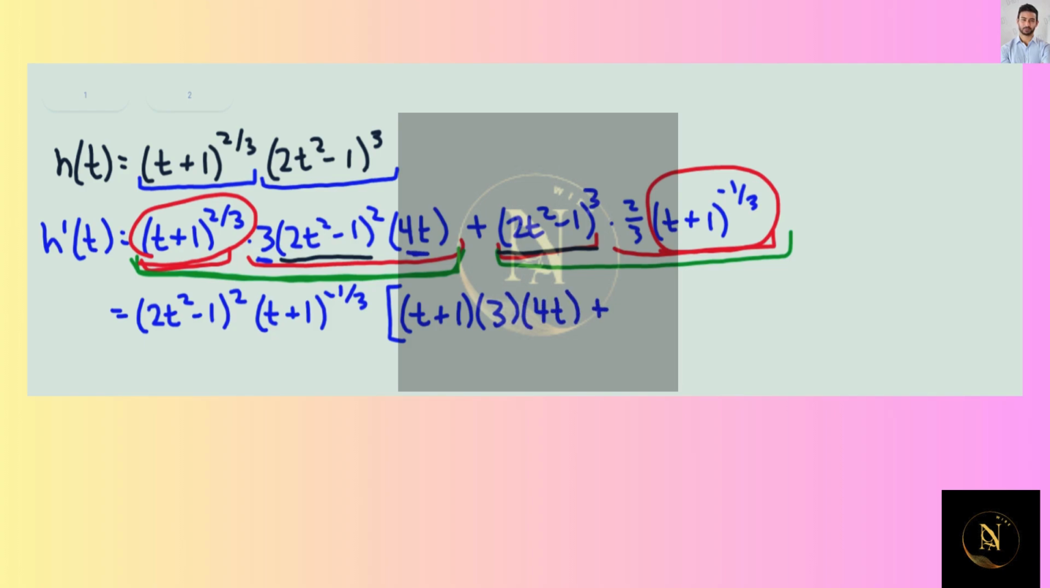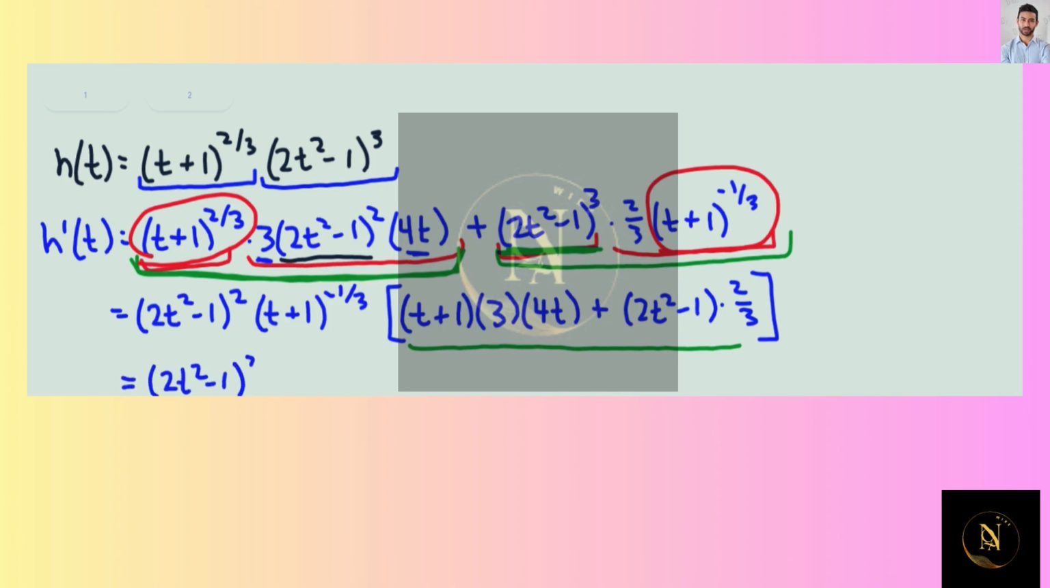Now, what do we have left in the second term? So we have factored out 2t squared minus 1 squared, so we still have a 2t squared minus 1. And we still have a 2/3. Okay, now let's see what we can do to simplify this third factor. So we're keeping the first factor as it is. We're keeping the second factor as it is.